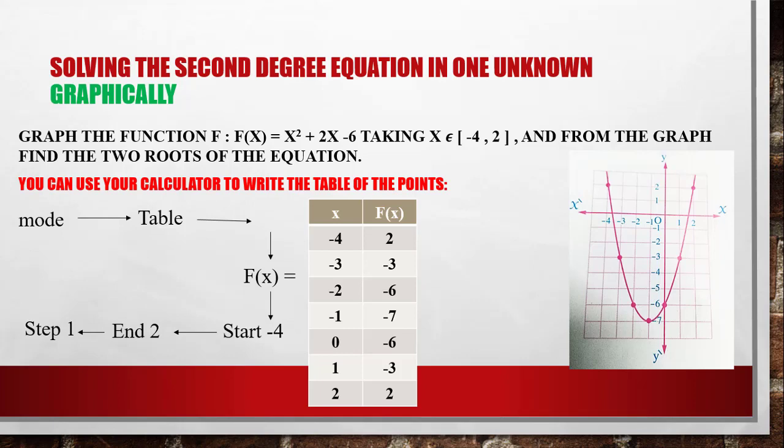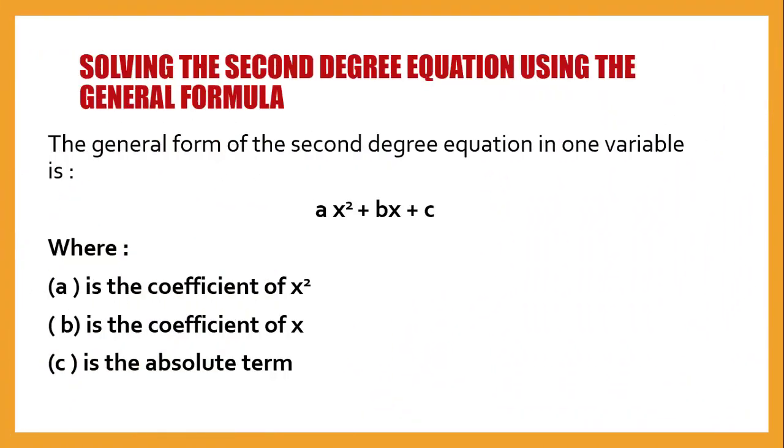Here the curve intersects the x-axis in 2 points, this point and this point. So we have two solutions. The solutions here are 1.6 and -3.6. So the solution set is {1.6, -3.6}. This is about the solution set using a graph.